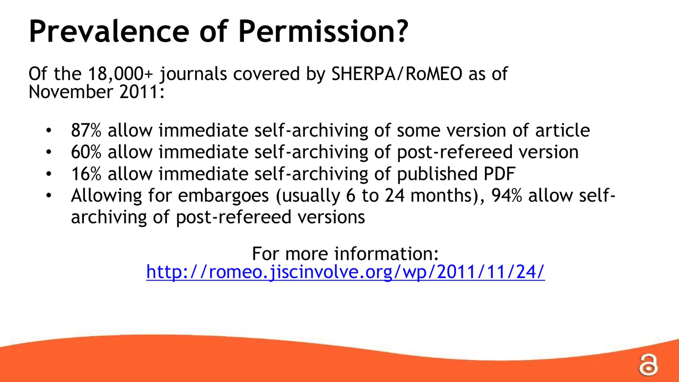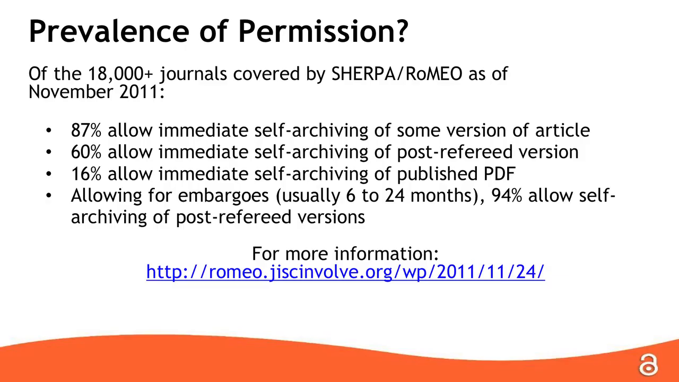Okay, so we've seen a wide range of permissions, but what's really going on? What are the trends? So, of the over 18,000 journals covered by Sherpa Romeo as of November 2011, which is the most recent data I can find, 87% allow immediate self-archiving of some version of the article. I bet most of us never knew that because people don't really bother to read those copyright agreements that carefully. 60% allow immediate self-archiving of the post-refereed version of the article, including 16% that allow immediate self-archiving of the published PDF.